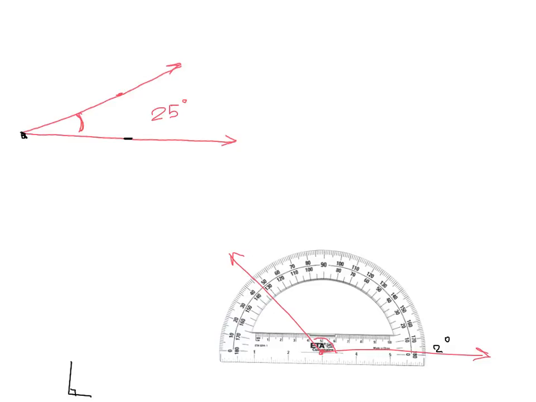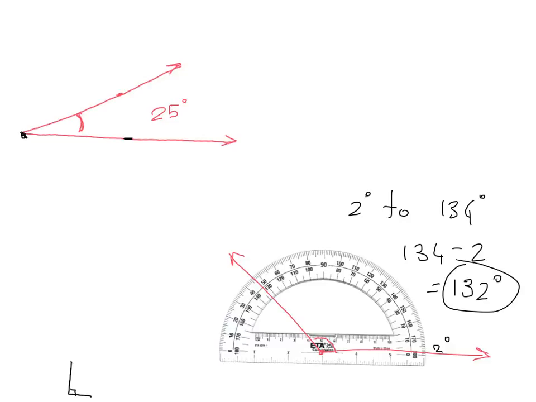All right, so we go from 2 degrees to 134 degrees, which means that we can just subtract. And we get that the angle is actually 132 degrees. All right, how were your estimation skills? Mine were okay.